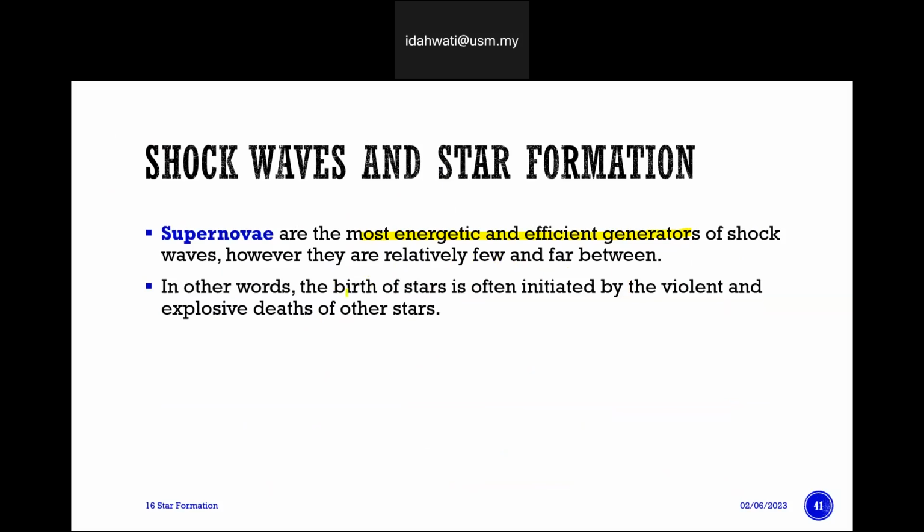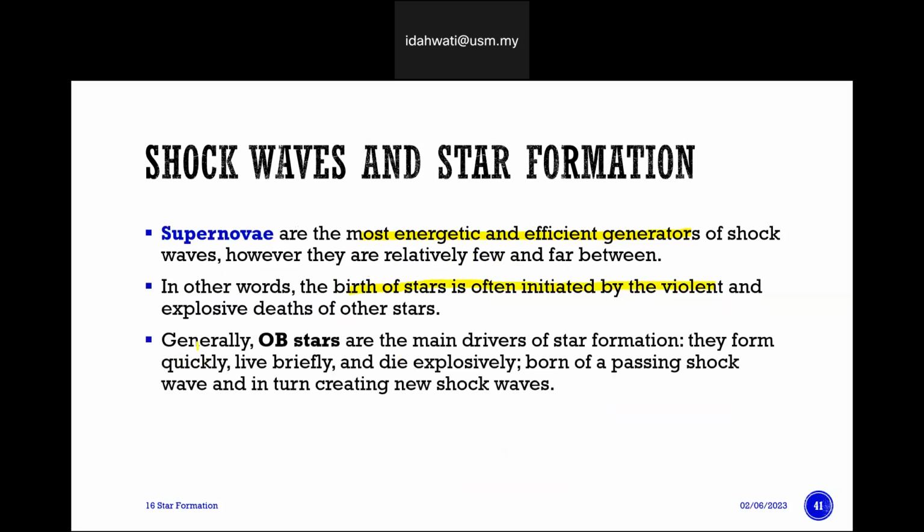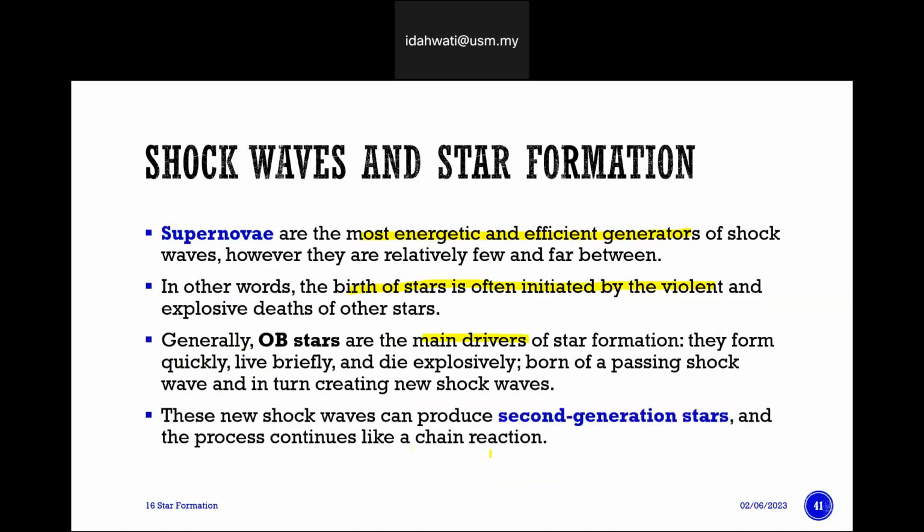In other words, the birth of stars is often initiated by the violent and explosive death of other stars. Generally, the O-type stars are the main drivers of star formation, which means they form quickly, live briefly, and die explosively. So this new shock wave can produce second generation stars, and the process continues like a chain reaction.